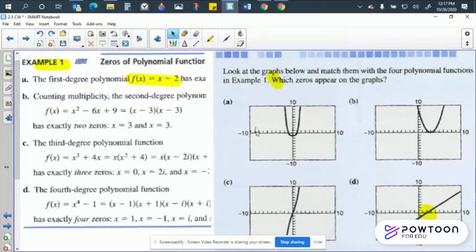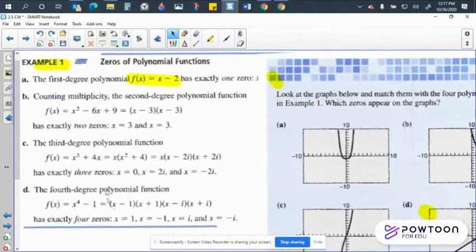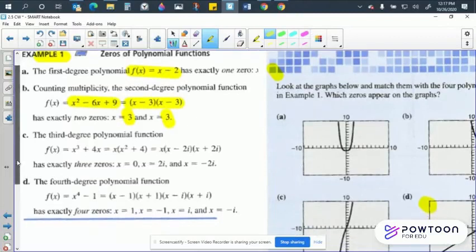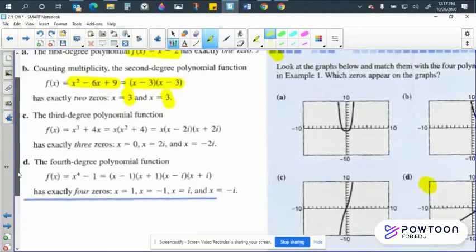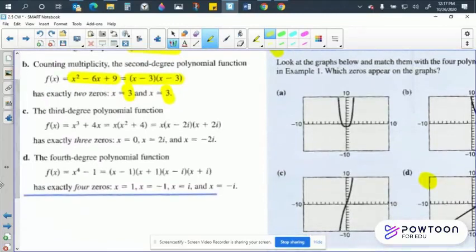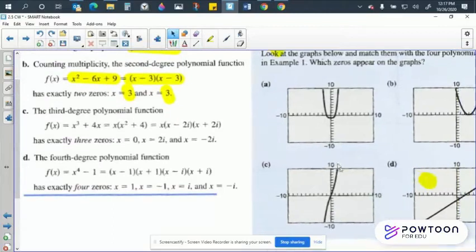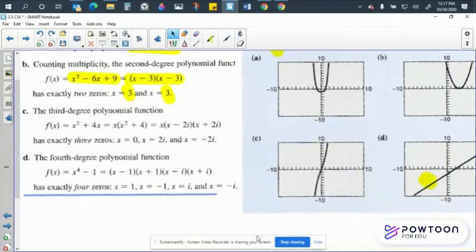Now, for example B, where we have x squared minus 6x plus 9, it factors into x minus 3 and x minus 3. That's actually considered two separate zeros. Even though it is the one zero at 3 on a graph, it's considered two separate zeros when you're finding all of the zeros of a function. And our graph for that one, since it's a square, fits this graph here.